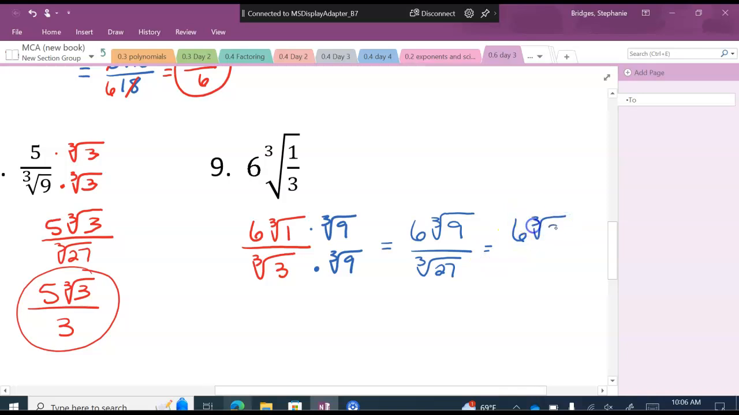9 does not have a perfect cube in it, so I leave that alone. The cube root of 27 is 3. And then can any of that simplify? Yes. 6 and 3 can both divide by 3, so that's going to give me a 2 and a 1, so it's just 2 cube roots of 9. Is everybody okay there?